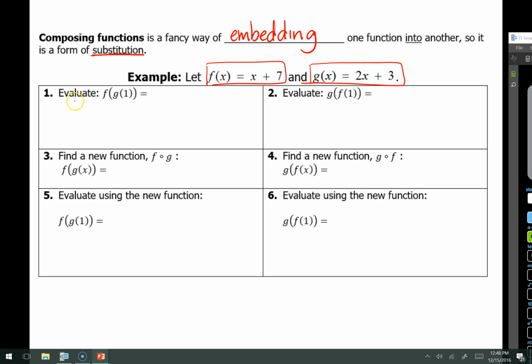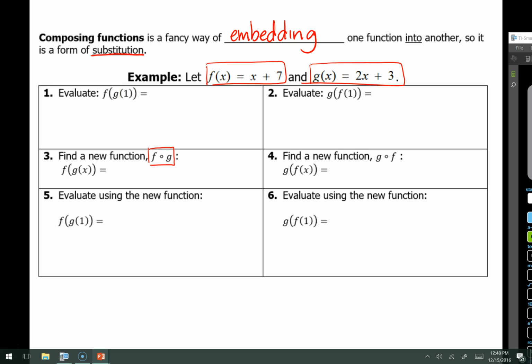If I were to ask you to evaluate f of g of 1, I am not asking you to multiply 1 times g and then that times f. These parentheses are not multiplication parentheses, they're brackets. Another way that you're going to see composition is like this, f composed with g. These two things mean the same thing, although in number 1 we're evaluating it at the number 1.